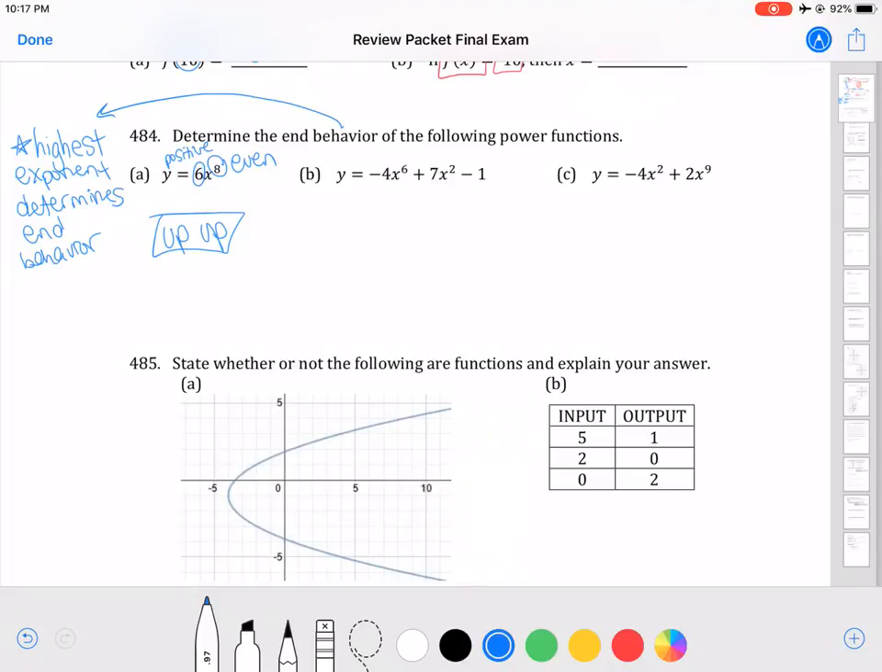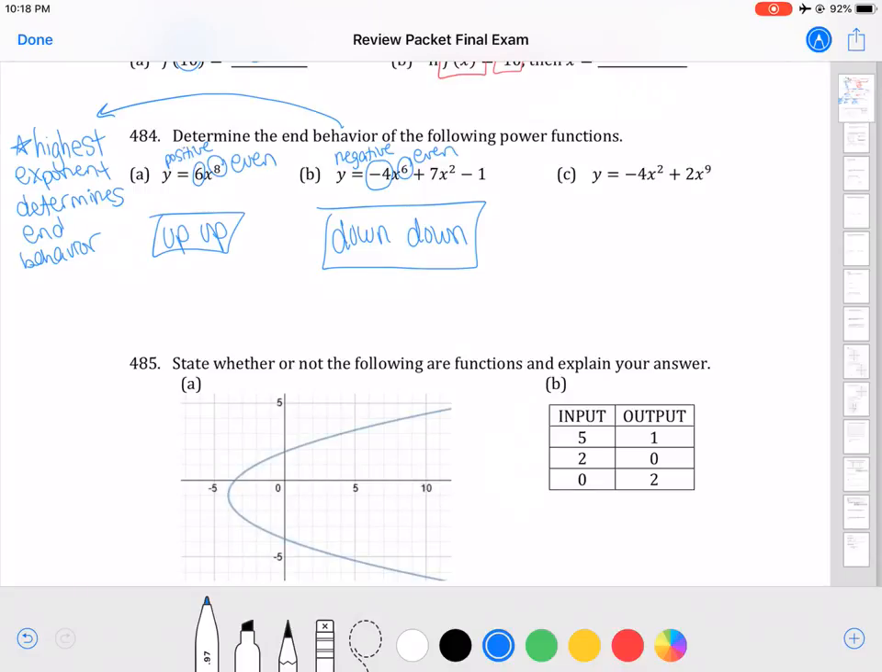Part B has 3 terms. I have to find the exponent that's the highest, and that's going to be a 6. That 6 is also even, so it's going to be either an up-up or a down-down. And again, that depends on your coefficient. Because the coefficient is negative, it's going to be a down on the left and a down on the right. So it's a down-down end behavior.